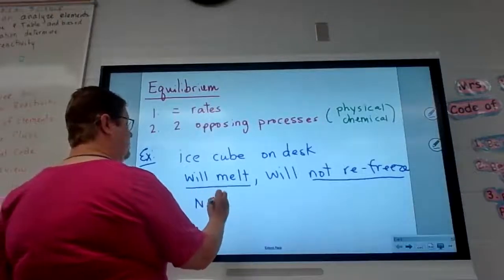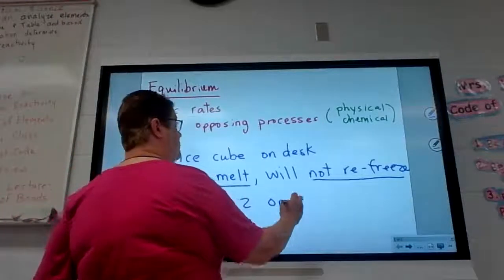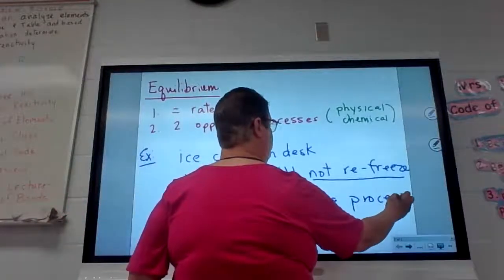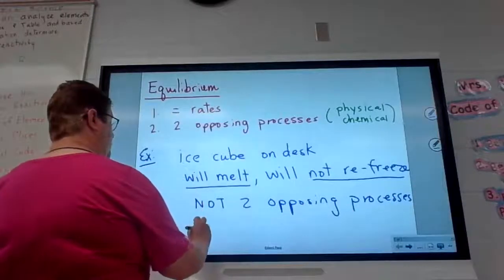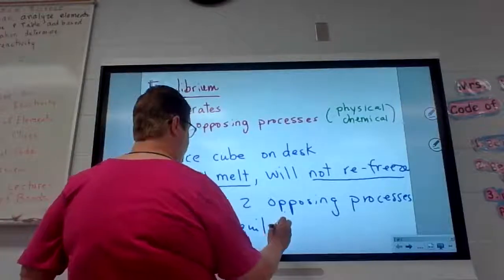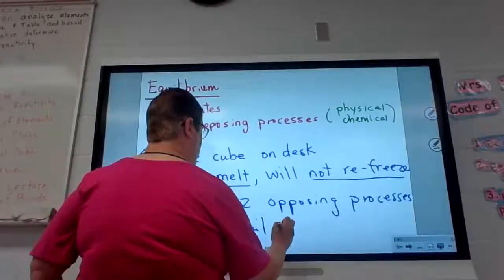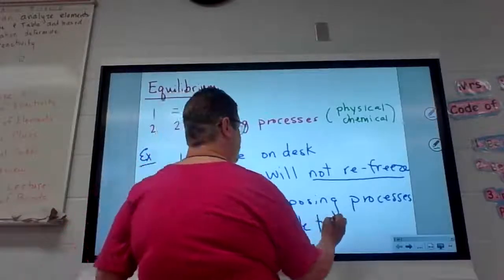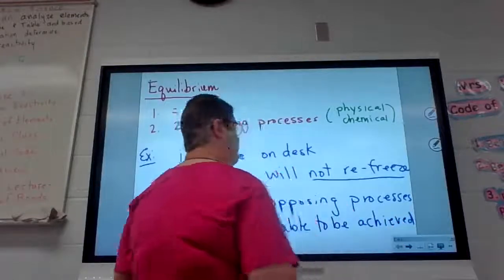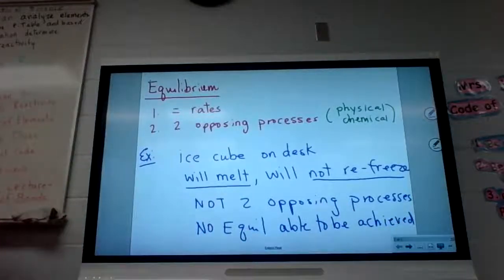There are not two opposing processes. There is no equilibrium able to be achieved. We can never have equilibrium for that ice cube. It doesn't matter how long the ice cube sits on my desk, it's never going to refreeze. Does that make sense?